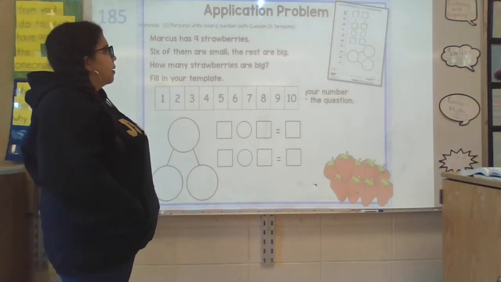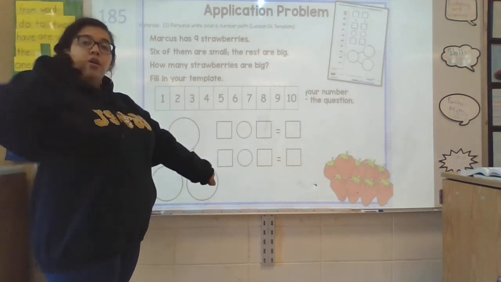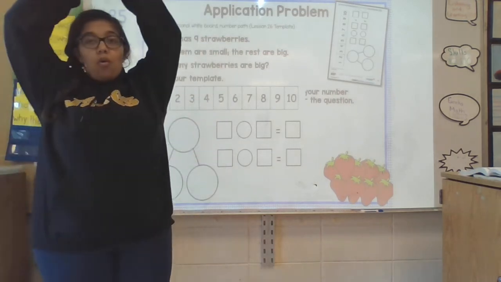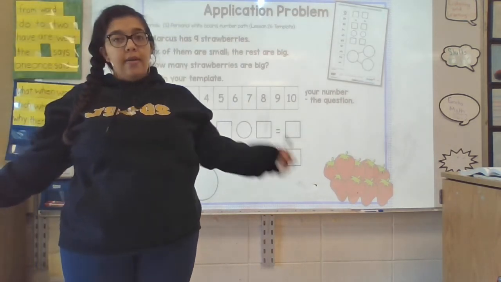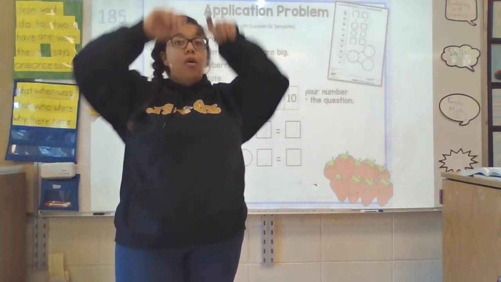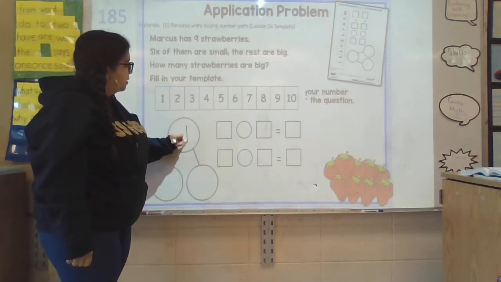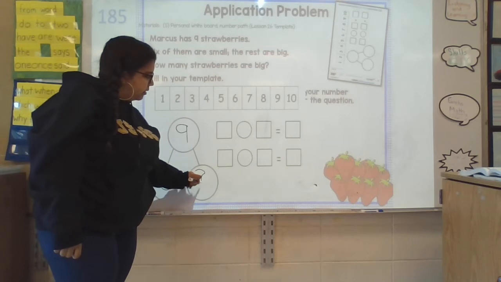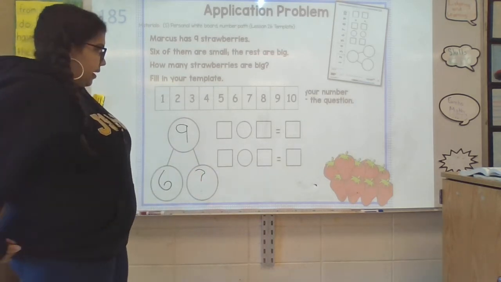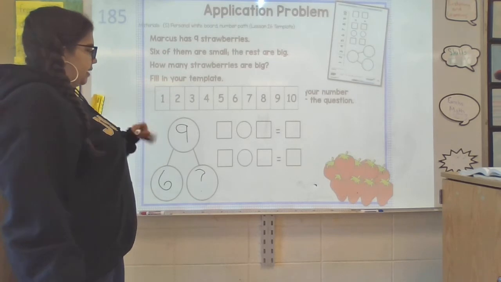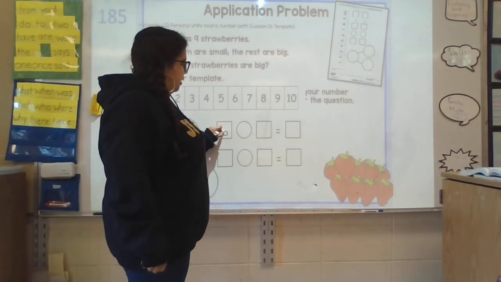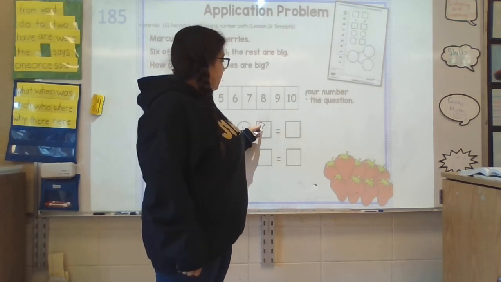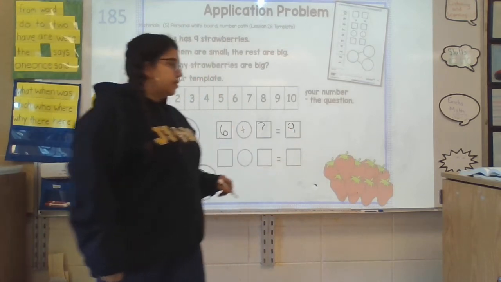Marcus has 9 strawberries. 6 of them are small, the rest are big. So they gave us this problem in a whole split part, small, big. So we'll start with our whole. Marcus has 9 strawberries. 6 of them are small, the rest are big. Okay, so let's write our subtraction sentence and our addition sentence, our missing part.